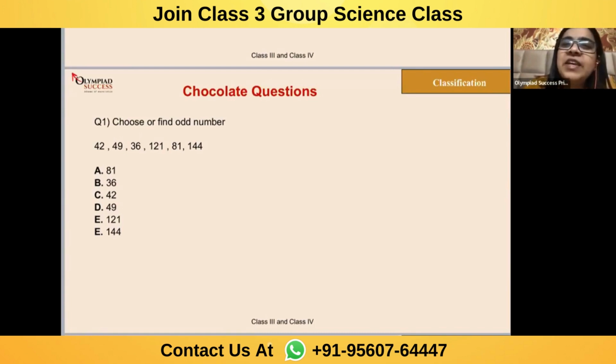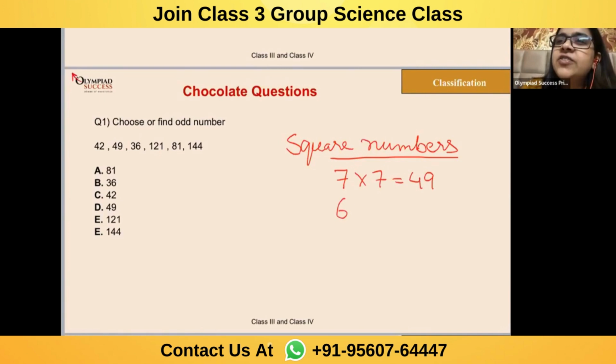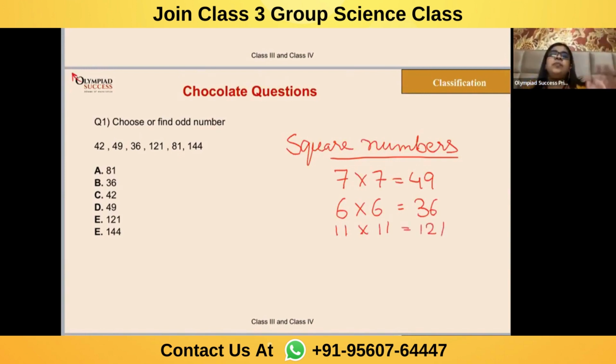I'll give you a quick sneak peek, okay? Hint number 1: square numbers. Hint number 2: 7 into 7 is 49. Wrong answer, Meera. 6. Very good, Shiven. That's correct. 6 into 6 is 36. 11 into 11 is 121. Now the remaining you people will do.